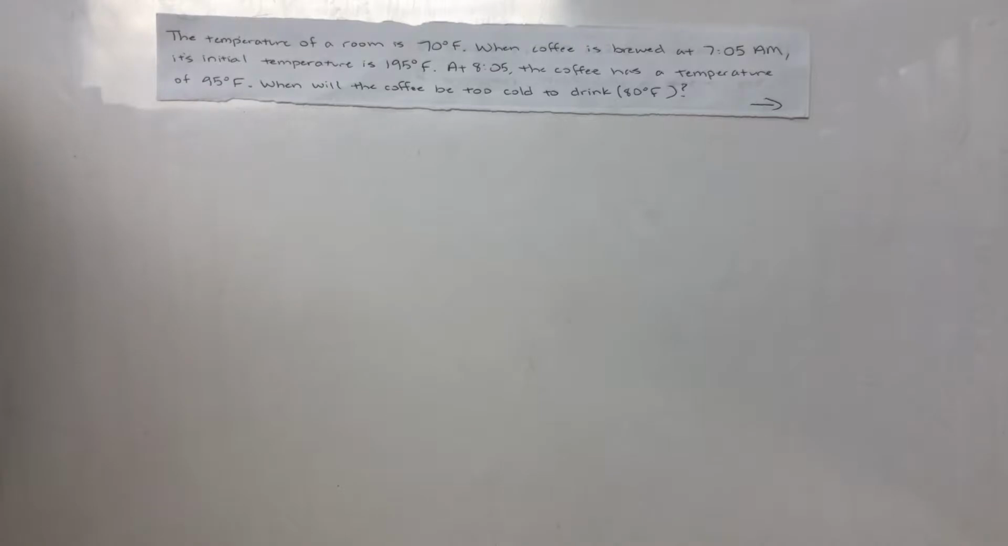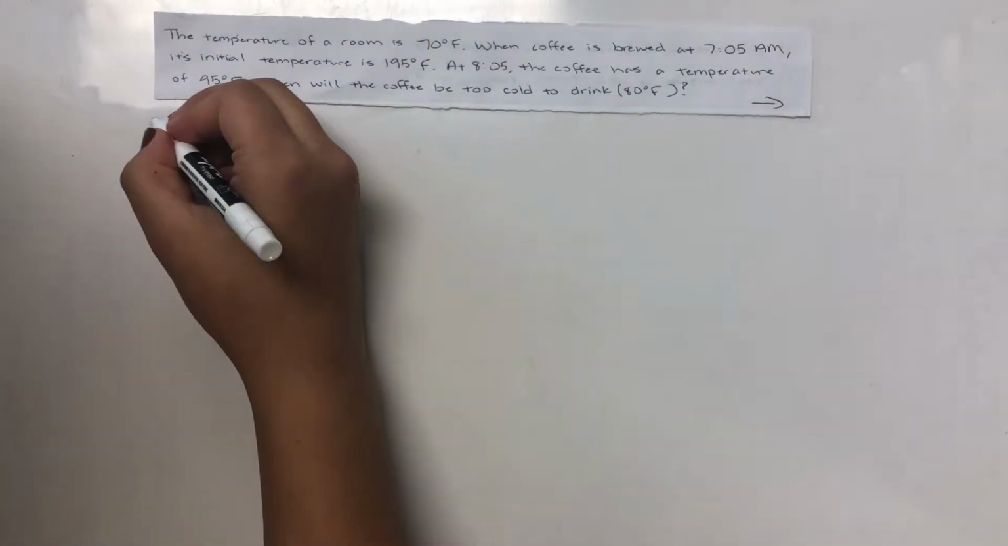The temperature of a room is 70 degrees Fahrenheit when coffee is brewed at 7:05 a.m. Its initial temperature is 195 degrees Fahrenheit. At 8:05, the coffee has a temperature of 95 degrees Fahrenheit. When will the coffee be too cold to drink?